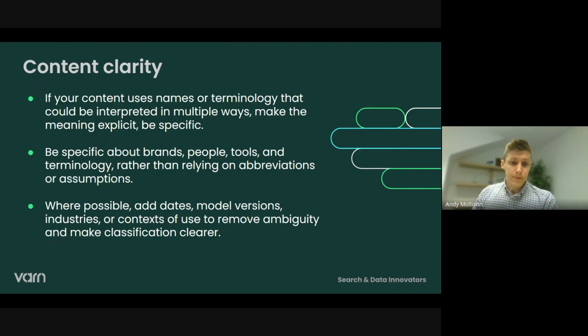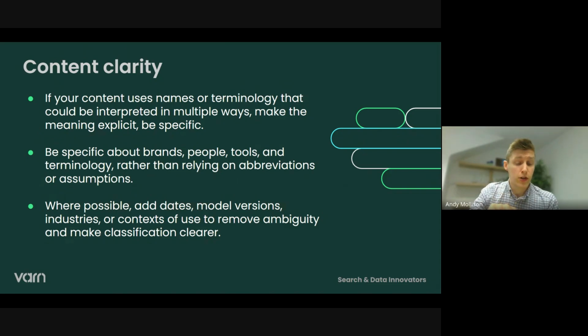Where possible, add things like dates, model versions, industries. Add any context you can, don't be ambiguous. For example, if you've got a predictions for 2026 page, don't say things like "this year", because next year that won't be relevant. What's AI going to know about that? It won't know when this was published. So in 2026, be to the point, say what you mean.